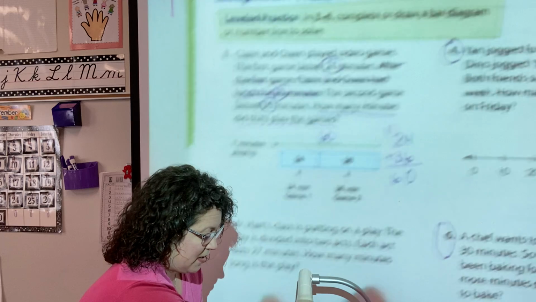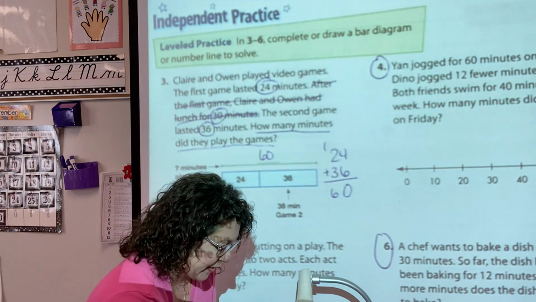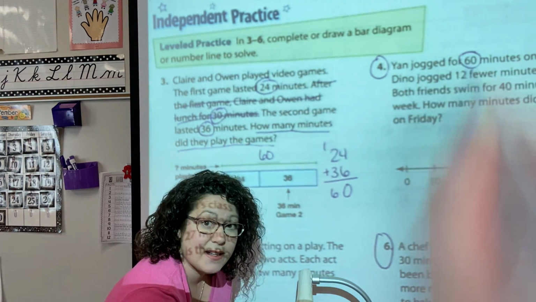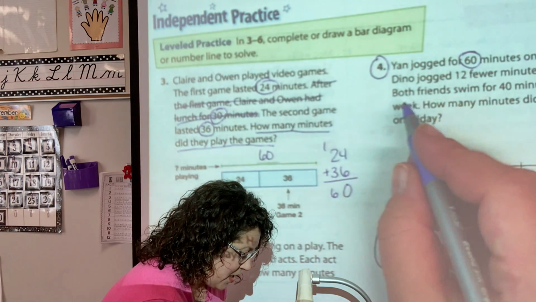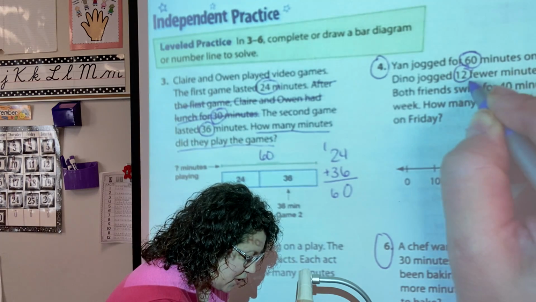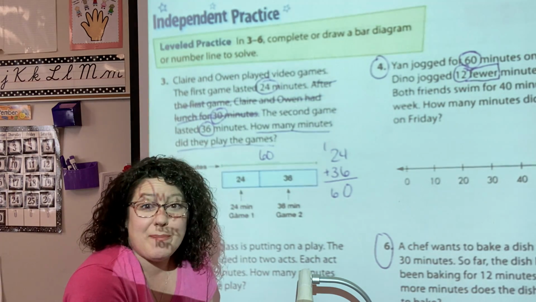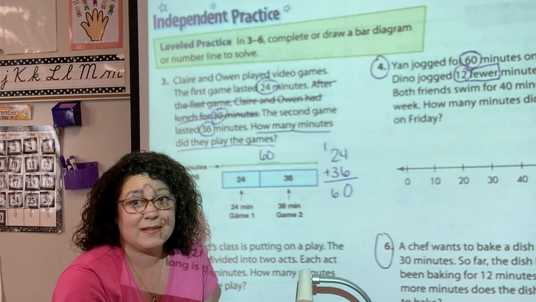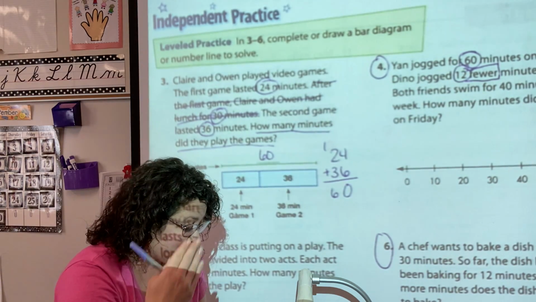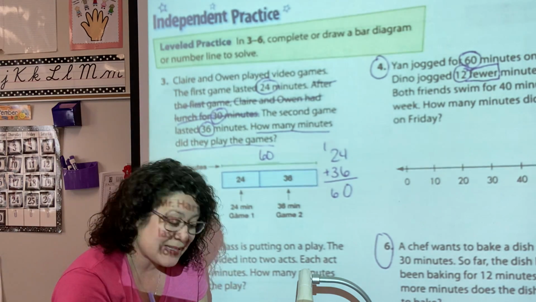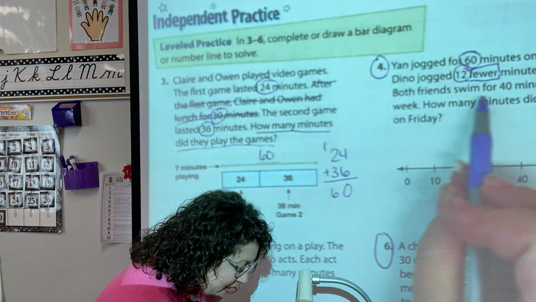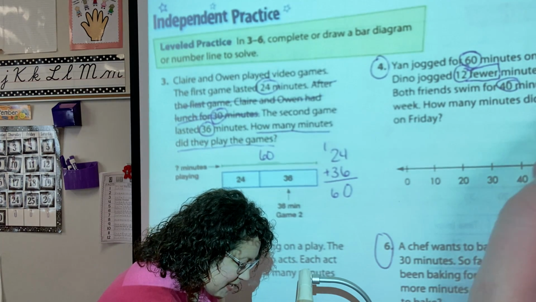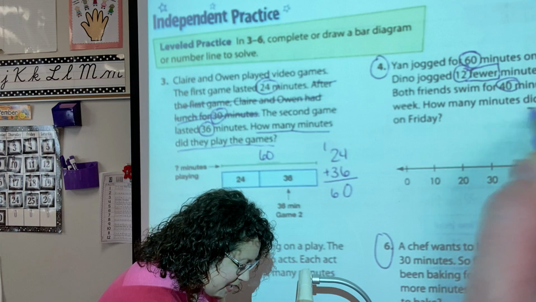Okay. So let's look at number 4 real quick. Yan jogged 60 minutes. Dino jogged 12 fewer. Fewer, I boxed it because that's a big old clue. What does fewer mean, bigger or smaller? It means smaller. So he jogged less, okay? Both friends swam for 40 minutes each week. How many minutes did Dino jog?